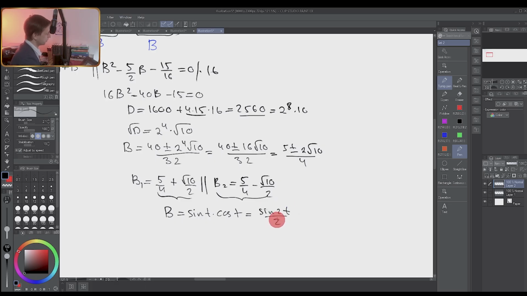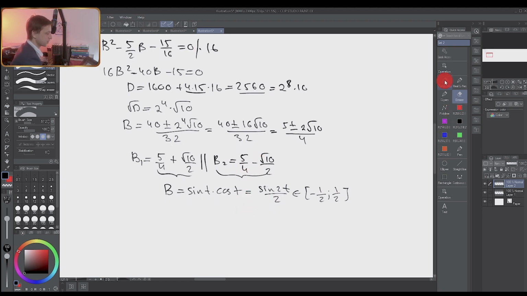Sine of 2t is in the range from minus 1 to 1. So if sine of 2t is in the range from minus 1 to 1, then sine of 2t over 2 is in the range from minus 1 over 2 to 1 over 2. These are possible values for this one. So if we want to find an appropriate value of b, it should be in this range. So one of these numbers will not work for us probably. And of course it's this one, because this one is larger than 1, it's not in this range. And this one is exactly in this range.